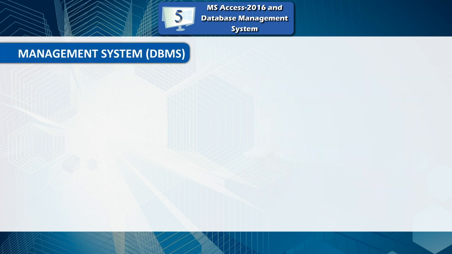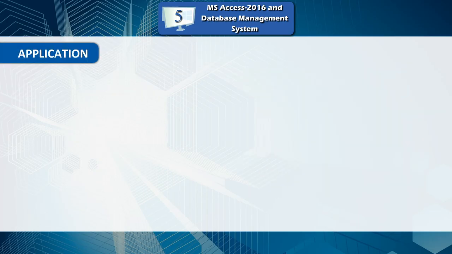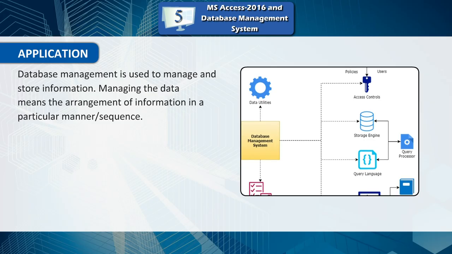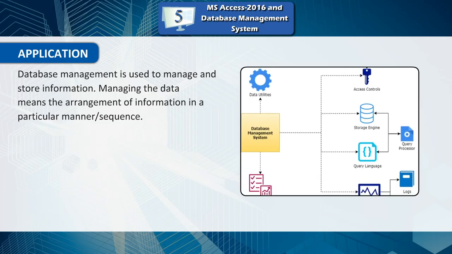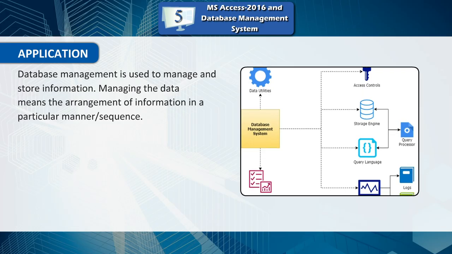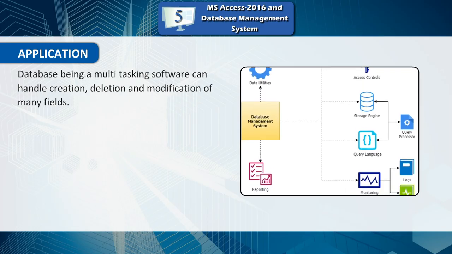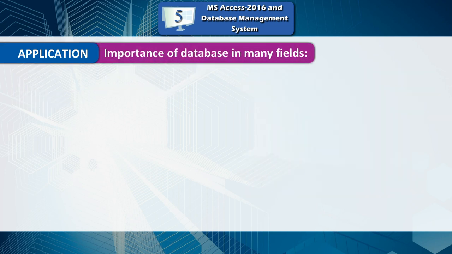Management System, DBMS. DBMS, an application software, has some applications, functions, features, and characteristics. Application. Database management is used to manage and store information. Managing the data means the arrangement of information in a particular manner or sequence. Database, being a multitasking software, can handle creation, deletion, and modification of many fields.